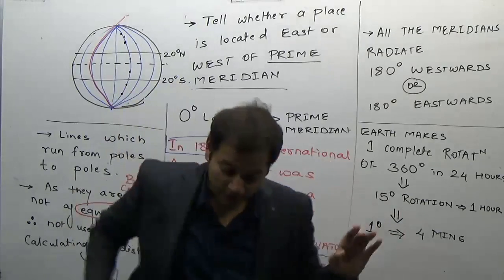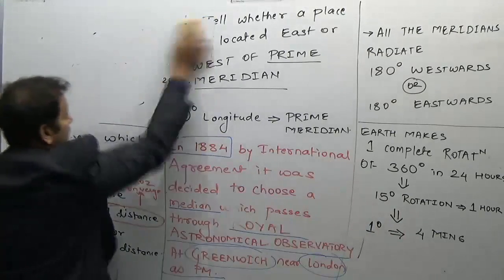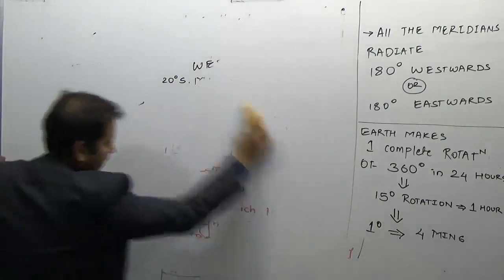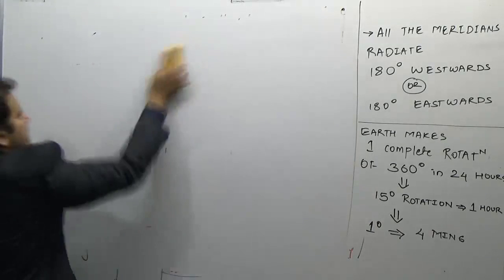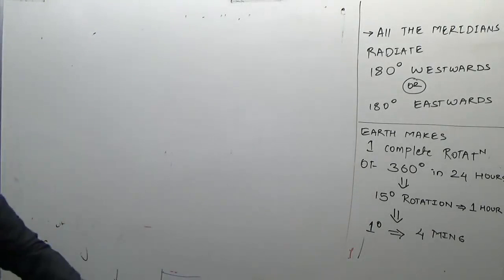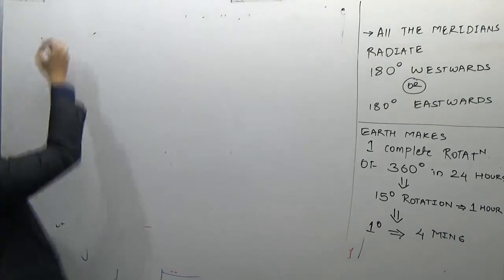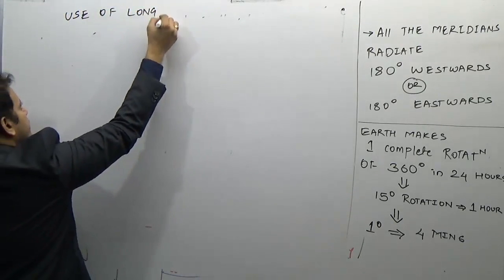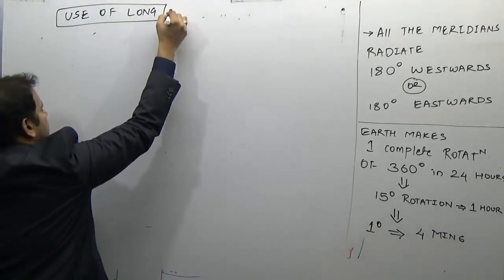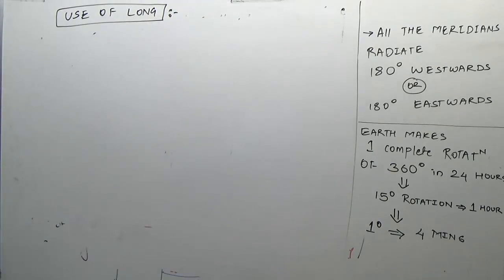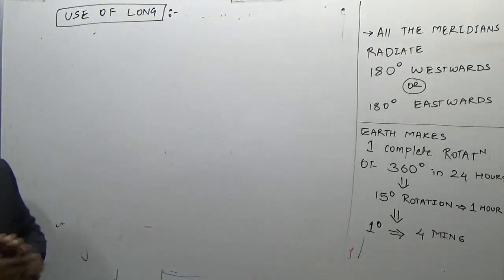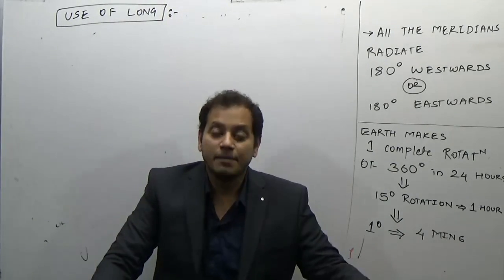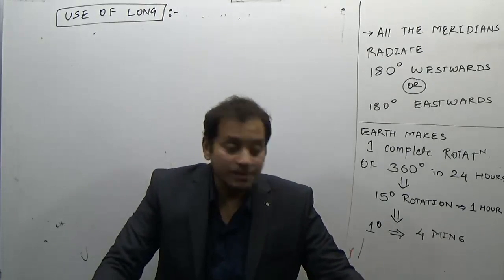But if it is not used for calculating the distance, what is the importance of meridians? Or we can ask, what is the use of these lines? What is the use of the longitudes? Now this longitude serves a very, very important purpose, as I told you, of determining the time of an area. How do they determine the time of an area?